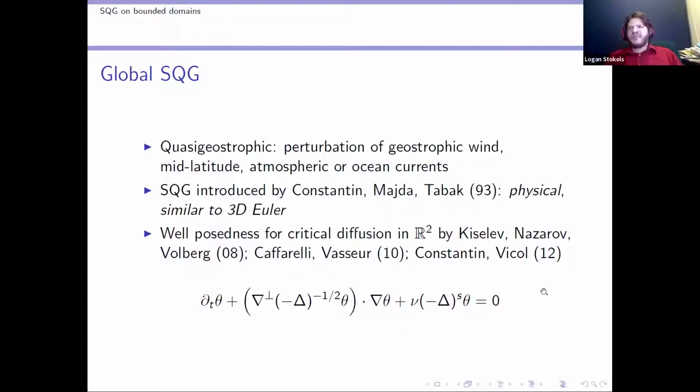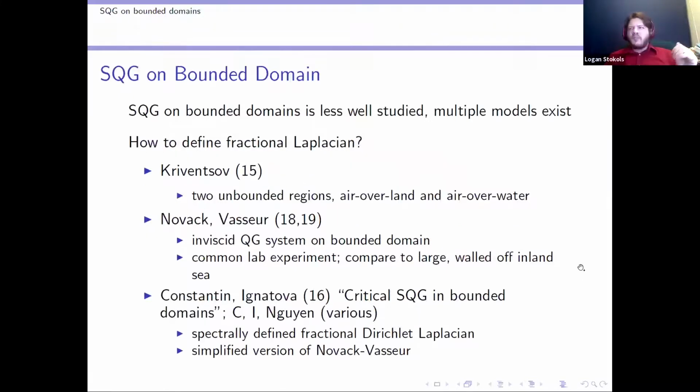And this was proven to be well posed back in 2010 or so, first by Kiselev, Nazarov, and Volberg, independently by Caffarelli and Vasseur, and then later with a different method by Constantin and Vicol. So well-posedness has been known for this for 10 years or so. That's all SQG on R2 or the torus. On bounded domains, it's a little different.